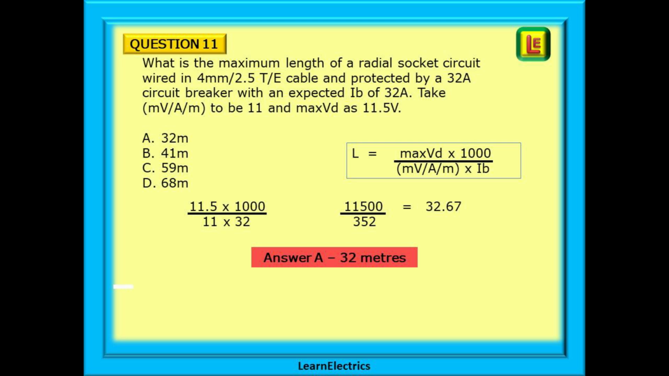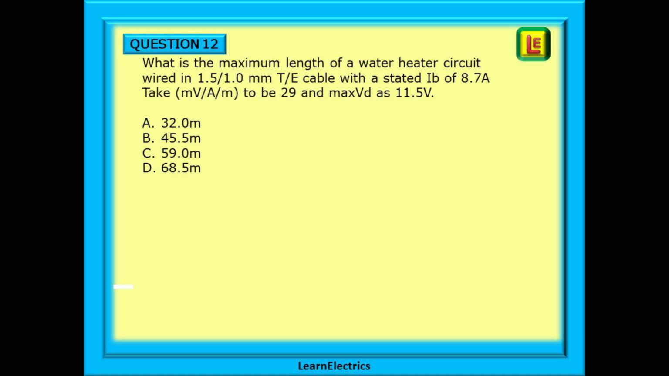11.5 times 1000 or 11,500 on the top. 11 times 32, which is 352 on the bottom. And out pops the answer, 32.67 meters. From our answer choices, choose answer A, 32 meters. And finally, question number 12.